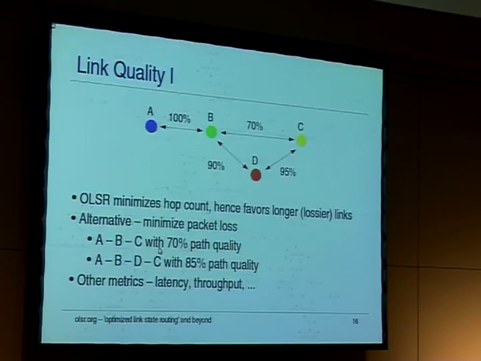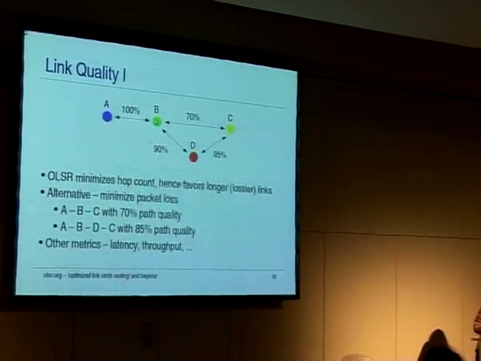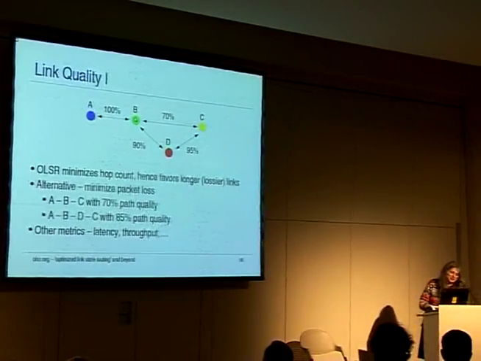OLSR, like I said before, it minimizes hop count in routes, hence it favors longer and lossier links. So the default OLSR daemon will choose a route A, B, C. But between B and C, there's 30% packet loss. There's an alternative route with very low packet loss, but most routing protocols like OLSR, they would not choose such a route. They will always blindly choose a route with the shortest path, and combined with the hysteresis, it will very soon drop the link to B and forget about it and start rethinking about the network topology.